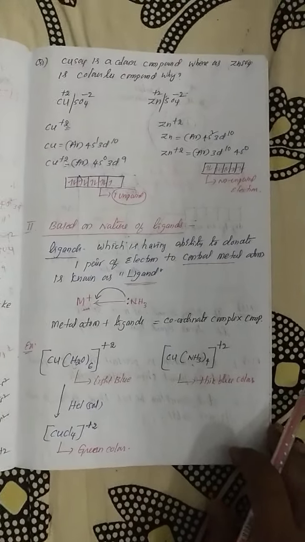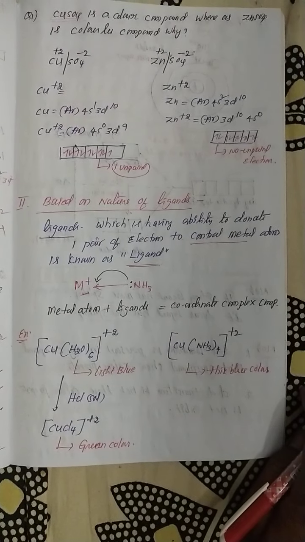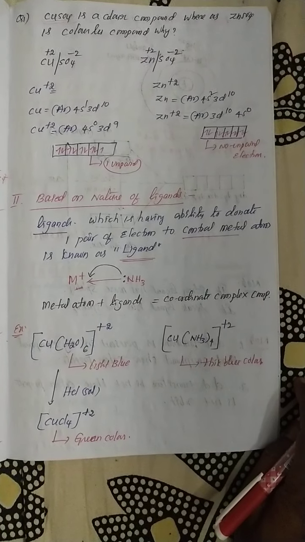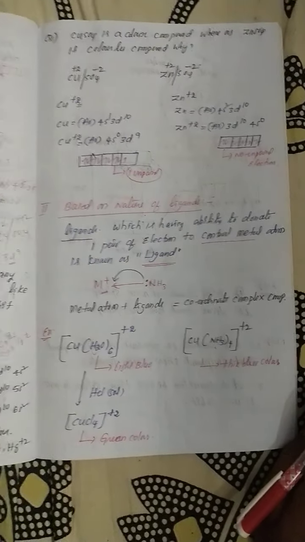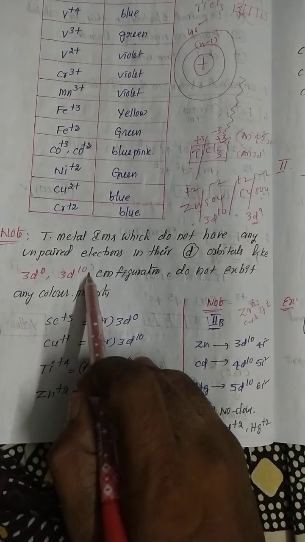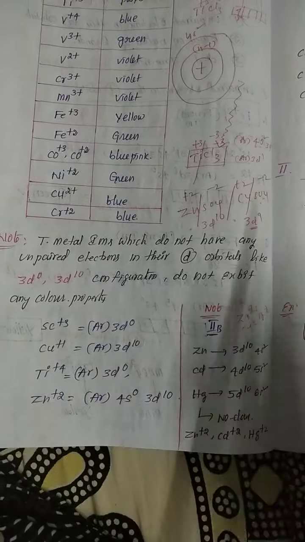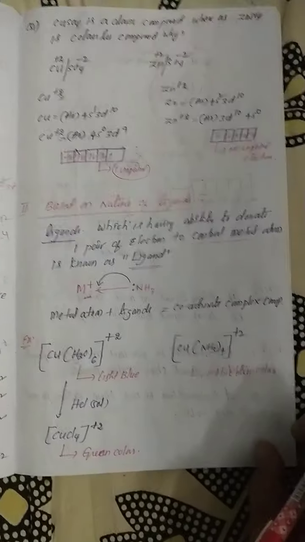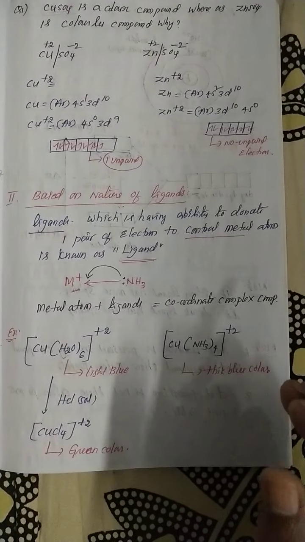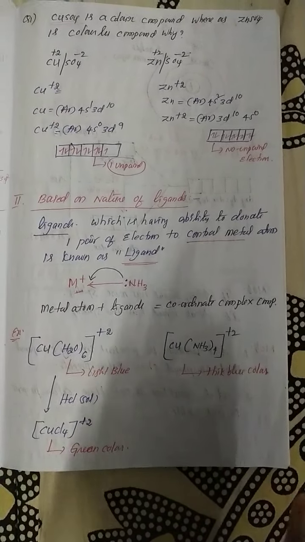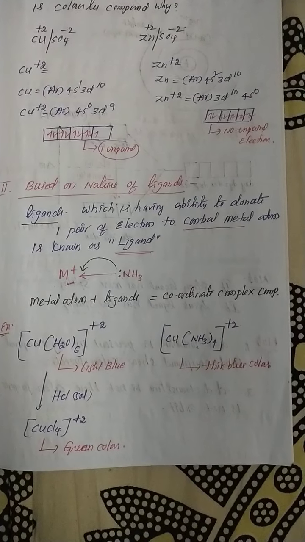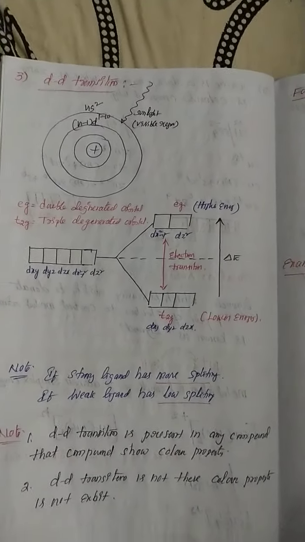Reason number 1: if any compound has unpaired electrons present in the d orbital, that compound definitely exhibits color property. But if a compound has d orbital with 0 electrons or 10 electrons, it does not exhibit any color property. The second reason is based on the nature of the ligand: in a coordination compound, the ligands decide the color property. Understood, my dear students? Okay.